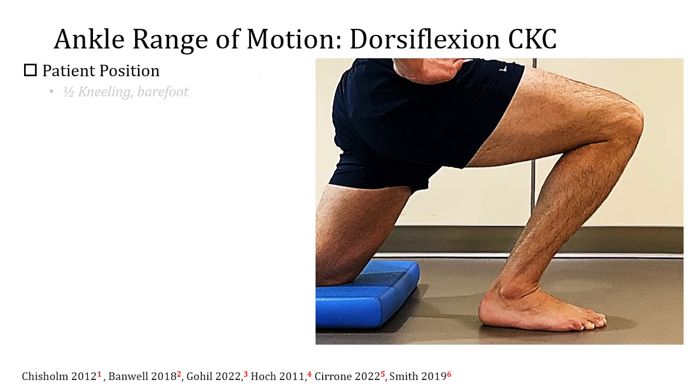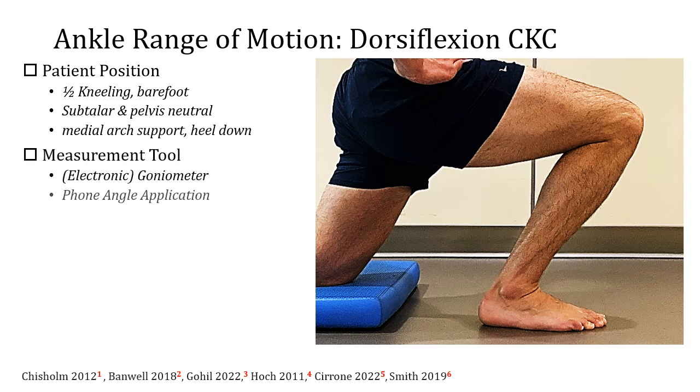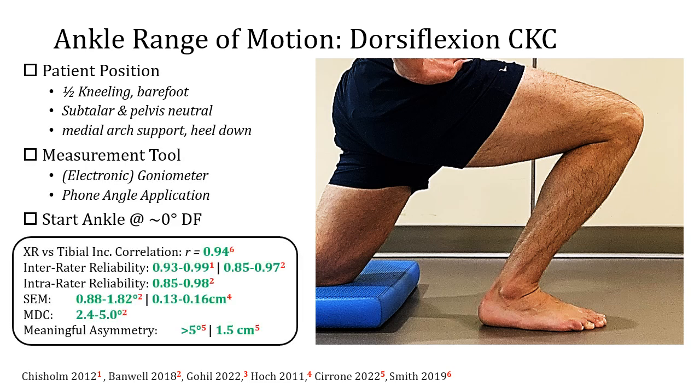So how do you perform it? You're going to put the person in a lunge position. They're going to be half kneeling, should be barefoot. Again, we spoke about the importance of the subtalar neutrality and having a medial arch support. You can use a small towel roll if needed. You're going to use a goniometer, either your standard plastic one, or I would endorse and encourage you to shift to modern technology with your mobile device. Your starting ankle angle is going to be 0 degrees.